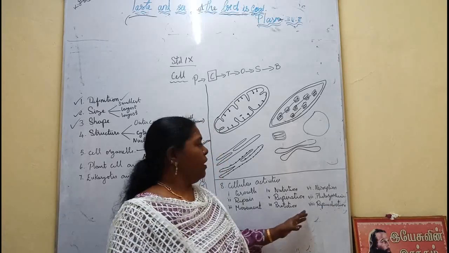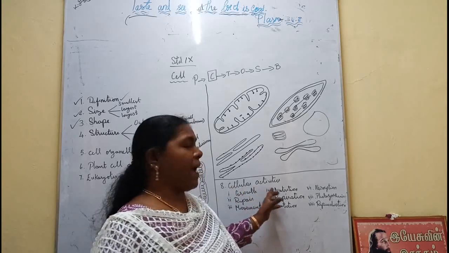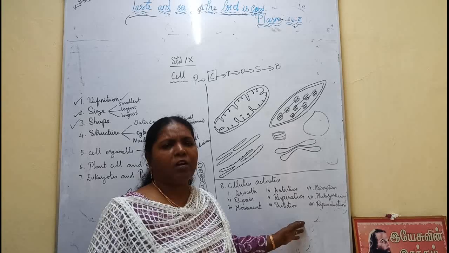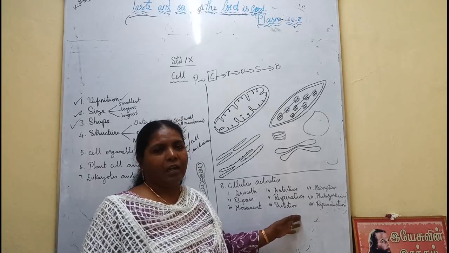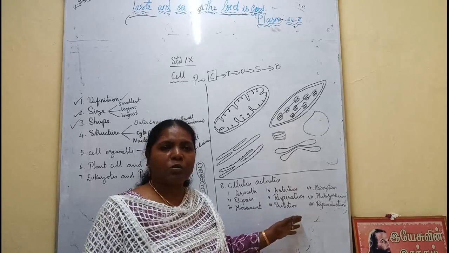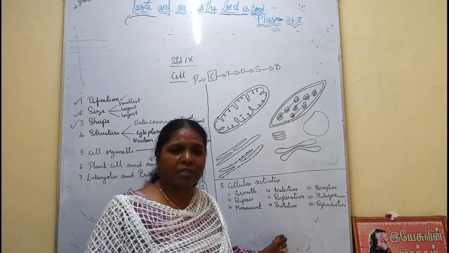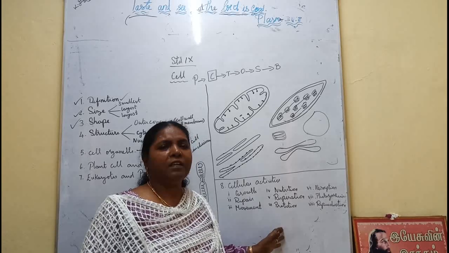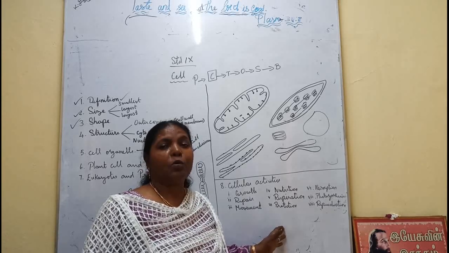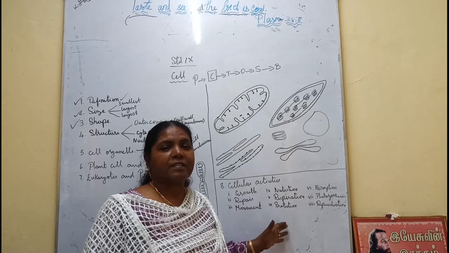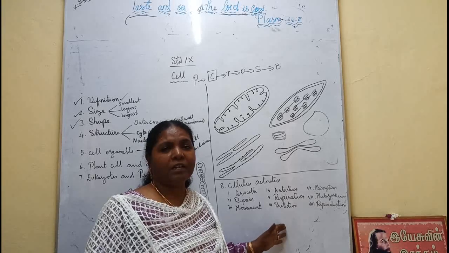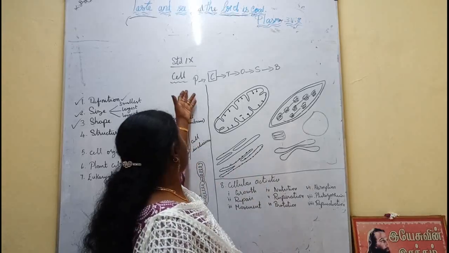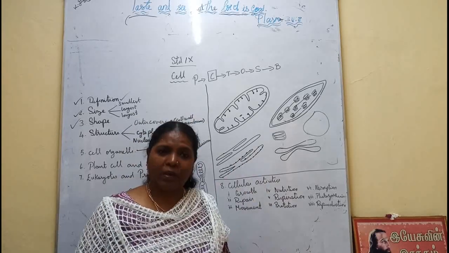So we have seen all the cellular activities, how important the cells are, what the main activities are, and in which activities they are involved. Without the cell, we cannot carry out all these activities. All these physiological processes cannot take place without the involvement of the cell. So we can say the cell is the structural and functional unit of the living organism. With this, we are finishing the unit on cell structure and function.